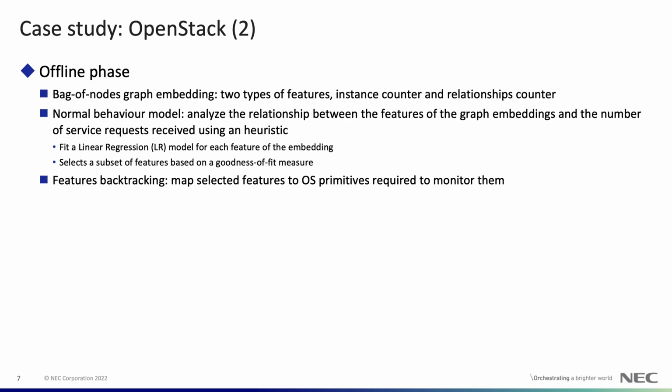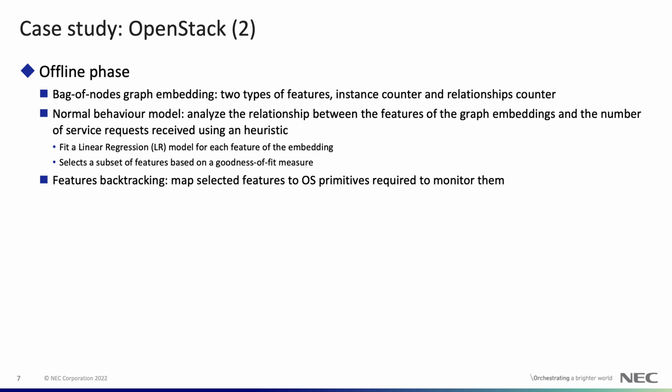The next step is to learn the normal software behavior. We developed a heuristic to analyze the relationship between the features of the graph embeddings and the number of service requests received by the system. We fit a linear regression model for each feature and then select a subset of them based on a goodness of fit metric. In our data, out of 152 features, only 26 are selected. And interestingly, those features are related not only to OpenStack processes, but also to third-party software or operating system processes.